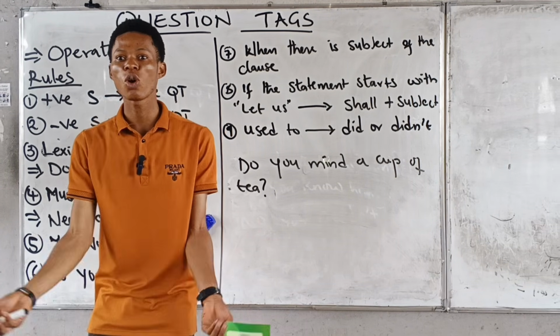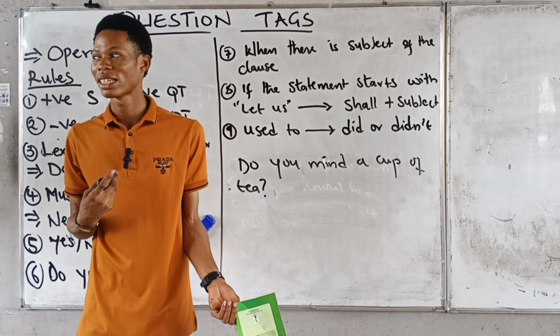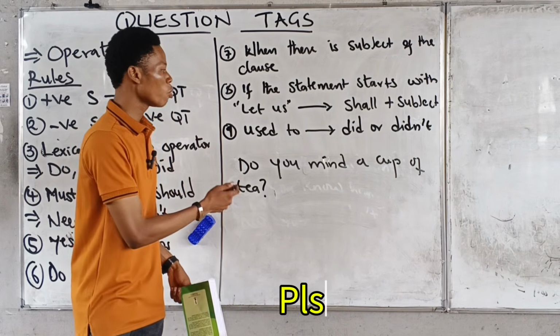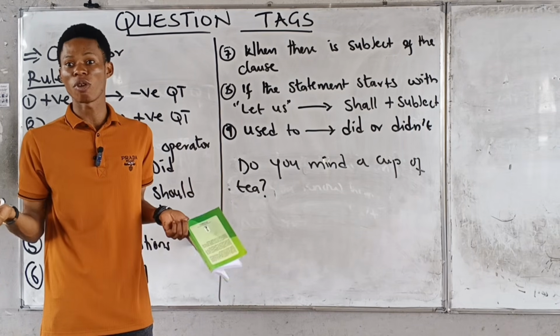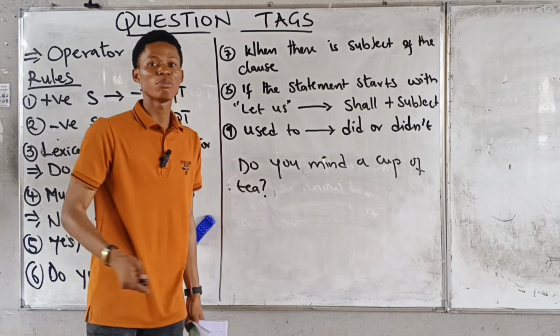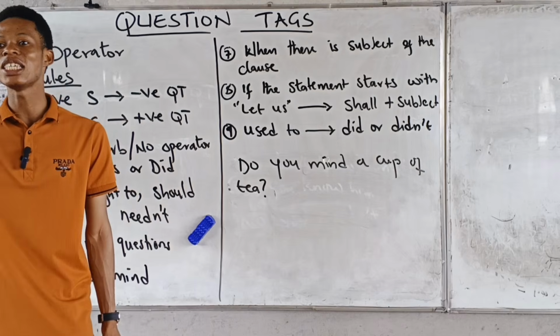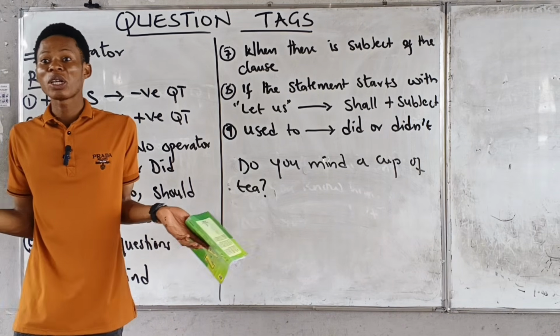What do you say? No, I don't. It means you need it. Do you get? Now, do you mind a cup of tea? No, I don't. Means you need a cup of tea. Because the question, do you mind, means do you think it is bad if I give you a cup of tea? No, I don't think it is bad.